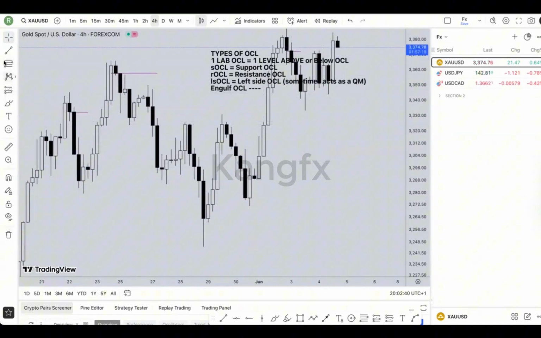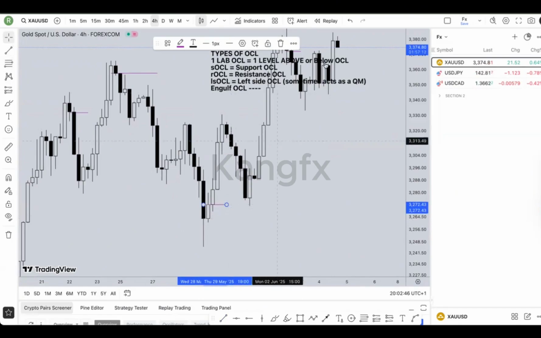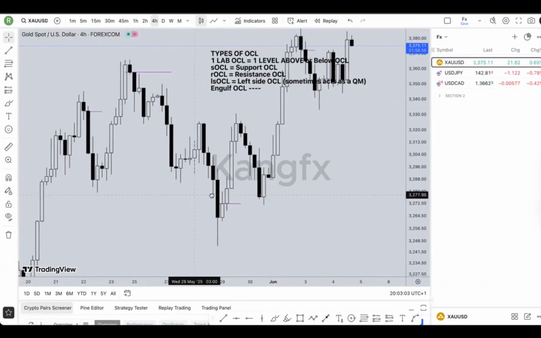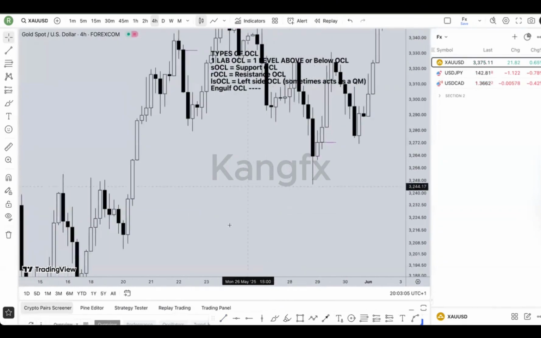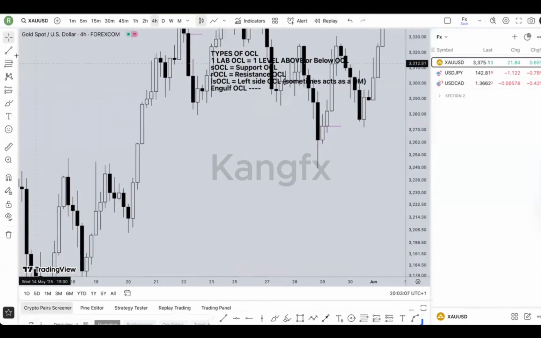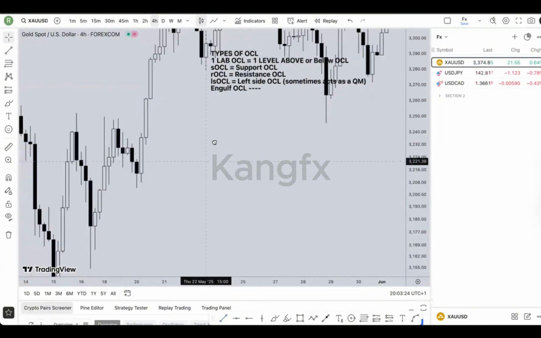Let's look for now. This is a support OCL. This area here, this is a support OCL. Support OCL, that's a support OCL. Now let's look for another support or resistance OCL. This one here, this is not a support OCL. Remember what I just told you guys, this is an engulfing OCL. This is not support OCL. They are not strong. This is not a support OCL, except you have your own kind of strategies in trading, but I don't trade engulf OCL. So this is not a support OCL. So don't get confused.